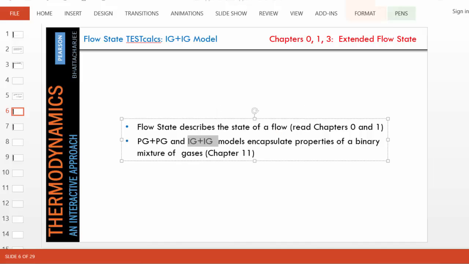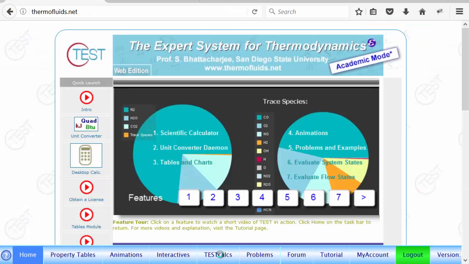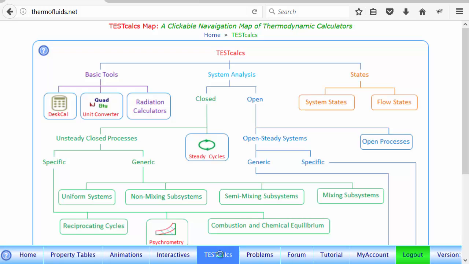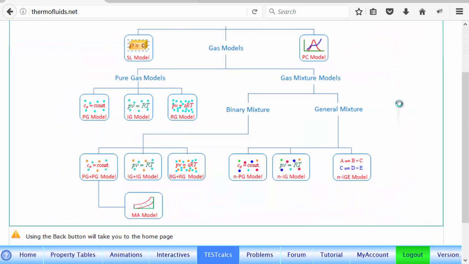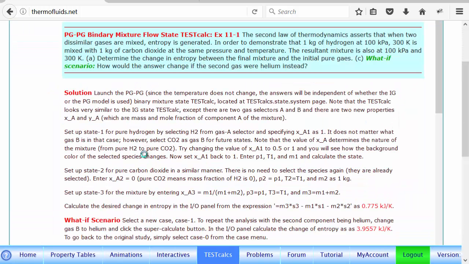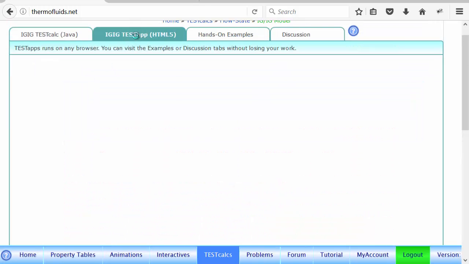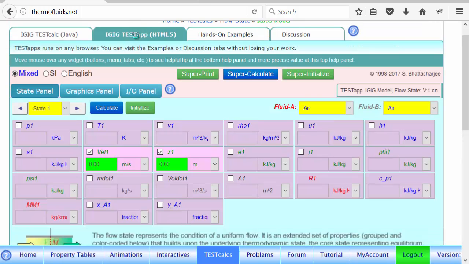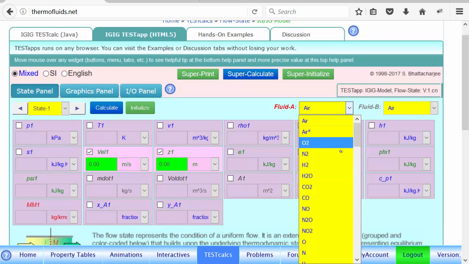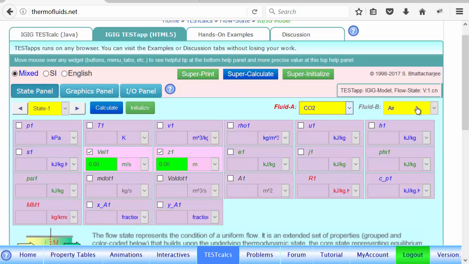Okay, I've already logged into TEST. So let's go to the TEST calc page, flow states, and we'll launch the IG plus IG model, HTML5 version, and here we go. The two gases, as you can see in this binary mixture model, you select the gases first, carbon dioxide and hydrogen in this case.